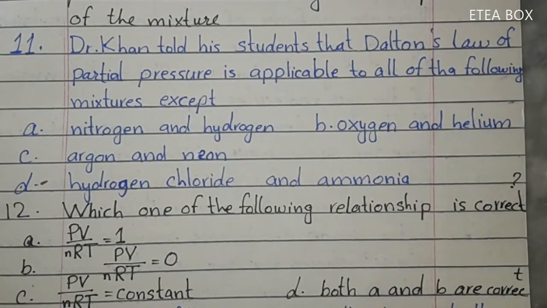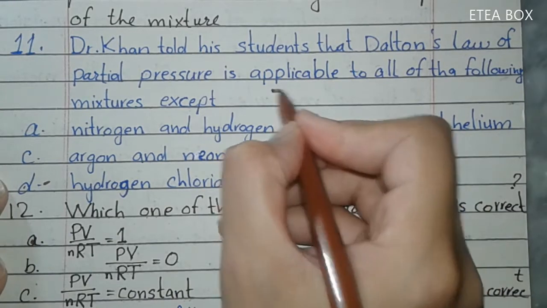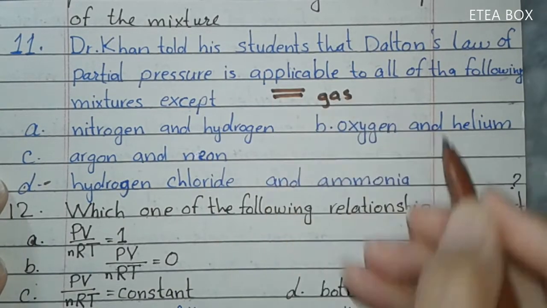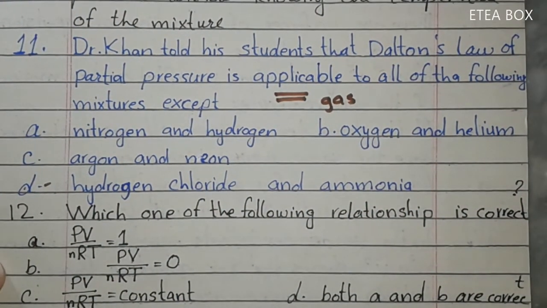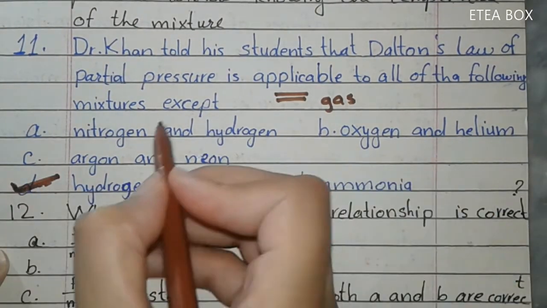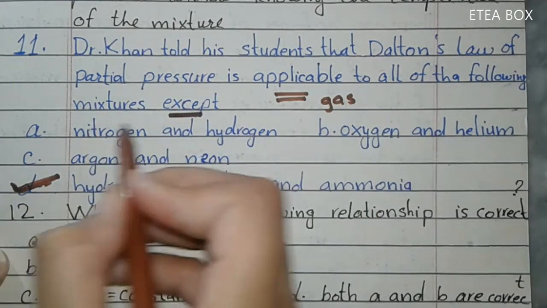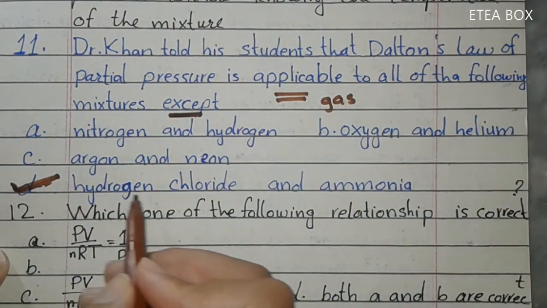Next, Dr. Khan told his student that Dalton's law of partial pressure is applicable to all of the following mixtures except. So we know that Dalton's law of partial pressure is only applicable to gases. But here, look at option D. We have hydrogen chloride, which is liquid. So option D is correct. The exception is this hydrogen chloride.